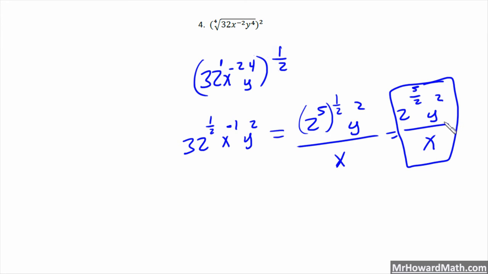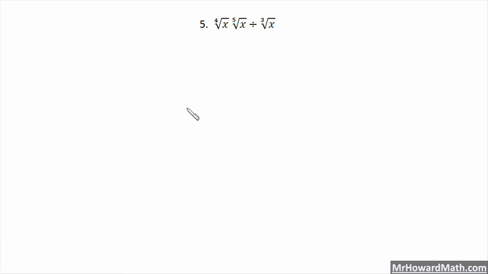All right, let's move on to number 5. All right, number 5 on your Unit 11 review. So they give us these roots here. So we're going to go ahead and rewrite each one of these with a rational exponent. So the fourth root of x is the same thing as x to the 1/4 power times the fifth root of x, same thing as x to the 1/5 power. Remember, it's power over root, so it's raised to the first power, fifth root, so power over root is 1/5.